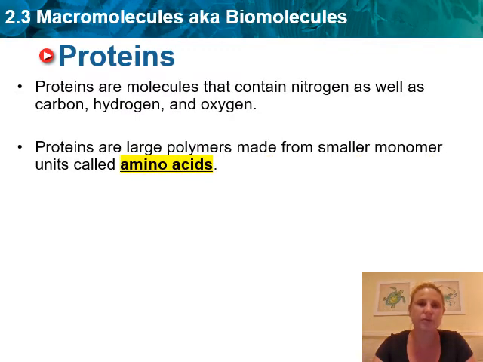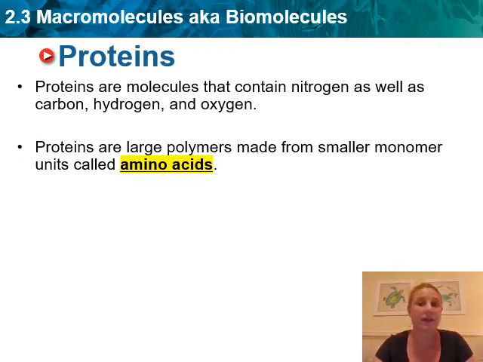Next thing, proteins. Proteins are molecules that contain nitrogen as well as carbon, hydrogen, and oxygen. And they're really super big macromolecules, very large polymers made from smaller monomers. Now, we have a special name for these monomers, and we call them amino acids. And I'm going to tell you right now, please remember, proteins are made out of amino acids.